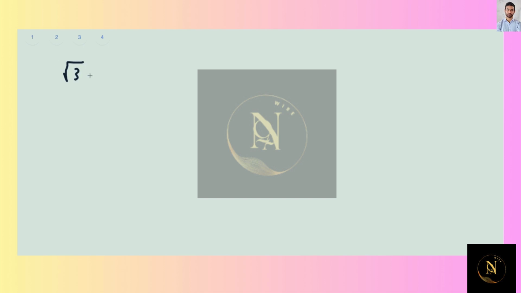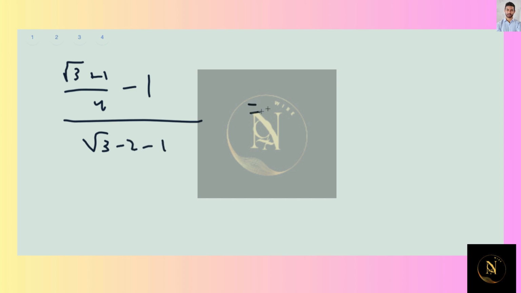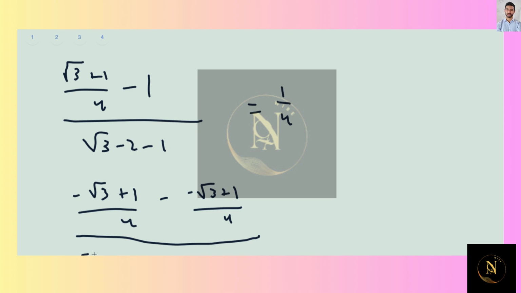So we do ((root 3 plus 1) over 4 minus 1) all over ((root 3 minus 2) minus 1), and this gives us 1/4. And then for the next one, we do ((negative root 3 plus 1) over 4 minus (root 3 plus 1) over 4) over (negative root 3 minus 2 minus root 3 plus 2), and this also comes out to 1/4. And so that's how we prove that the inflection points lie on the same line.